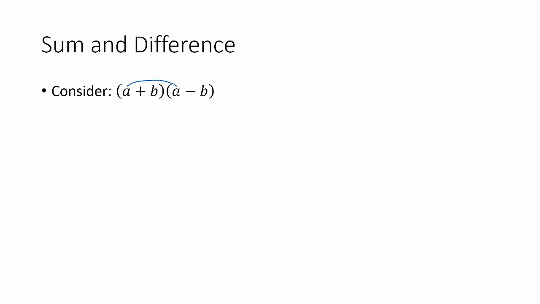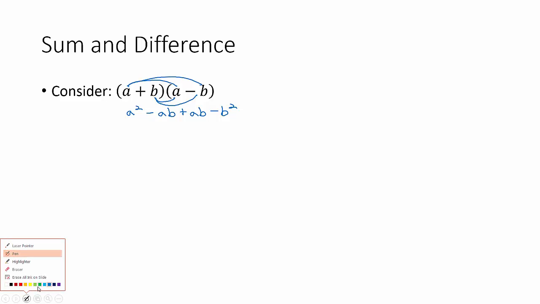Now, if we use the distributing method, we would see a times a is a squared, and a times negative b is negative ab. On the center, b times a, putting them alphabetically, is positive ab, and b times negative b is negative b squared. Now, we have these like terms in the middle that conveniently are going to subtract out to 0. Negative ab and positive ab are 0, and so we're just left with a squared minus b squared.